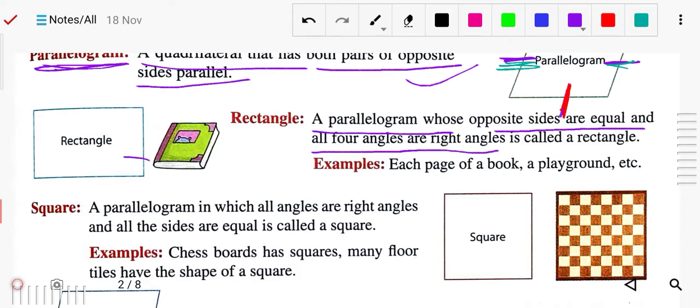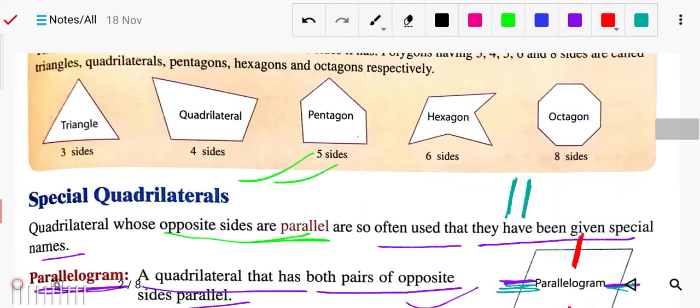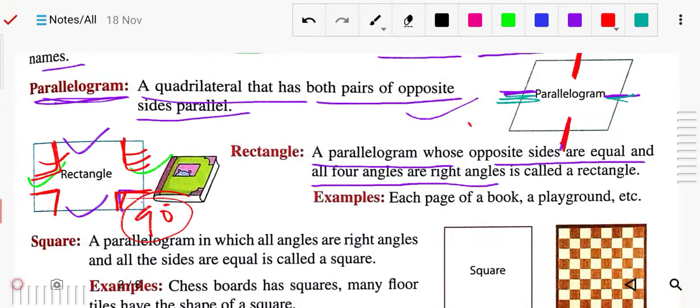Okay, it means in the rectangle these two lines will be parallel, also these two lines will be parallel, and it has a 90-degree angle each. So there are a total of four angles formed in the rectangle, and all are 90 degrees. But in the case of a parallelogram, the angles may be more than 90 or less than 90, meaning they will not be exactly 90, but in the case of a rectangle their angles must be right angles, meaning 90 degrees.